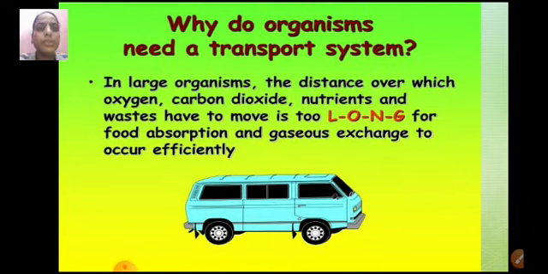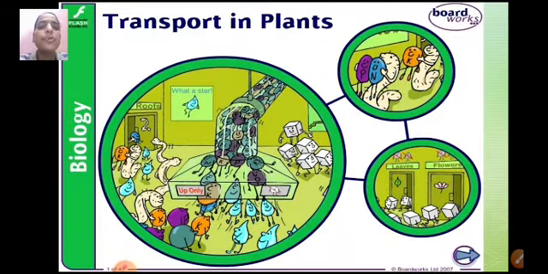So to begin with, we should know the meaning of transport and what is the need of transport. So we all know that transport is the movement of substances from one place to another. So what is the need of transport in organisms? In large organisms, the distance over which oxygen, carbon dioxide, nutrients and other substances have to move is too long for food absorption and gaseous exchange to occur efficiently. So organisms need a particular transport system for the transport of these substances.